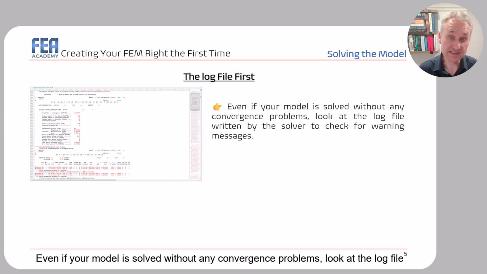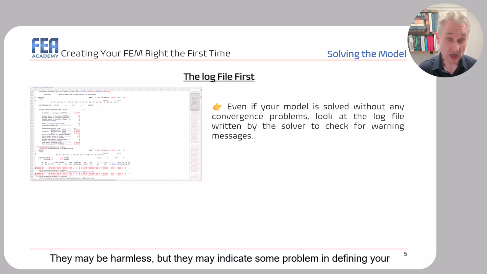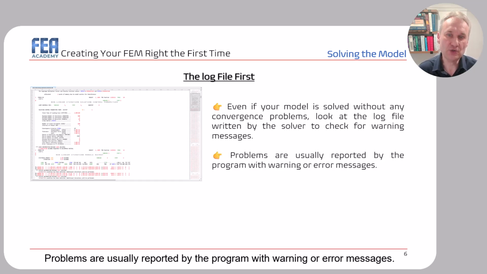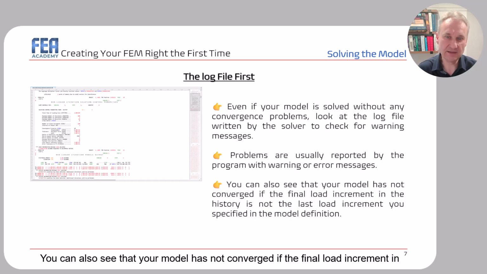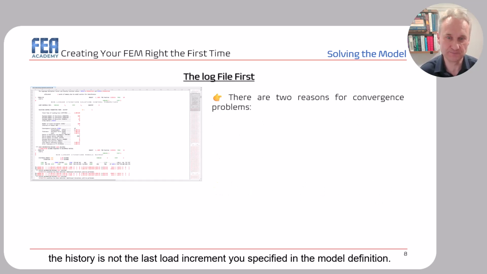Even if your model is solved without any convergence problems, look at the log file written by the solver to check for warning messages. They may be harmless, but they may indicate some problem in defining your model. Problems are usually reported by the program with warning or error messages. You can also see that your model has not converged if the final load increment in the history is not the last load increment you specified in the model definition.